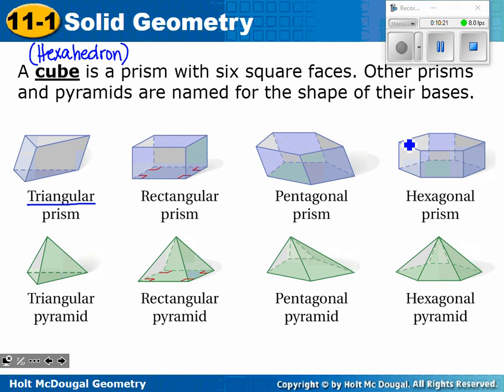Some teachers say pentagonal and hexagonal. I can't do it, but that's how other people pronounce it, so just be aware. It's a pentagonal prism, hexagonal prism. I say hexagonal, pentagonal. Okay.